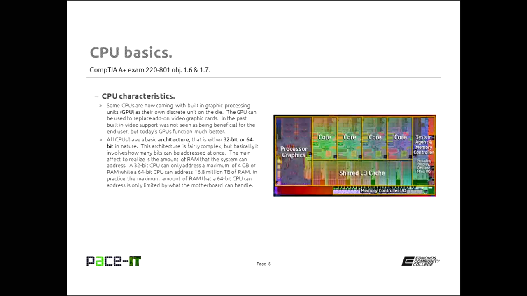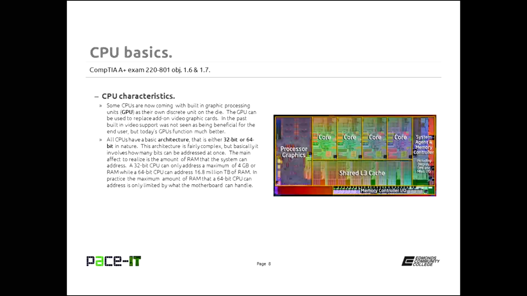Now, all CPUs have a basic architecture, and that architecture is that it's either 32-bit or 64 bits in nature. This architecture is fairly complex to describe, but basically it involves how many bits can be addressed at once, particularly in memory, RAM. And the main effect is that the architecture will affect how much RAM can actually be in a PC.